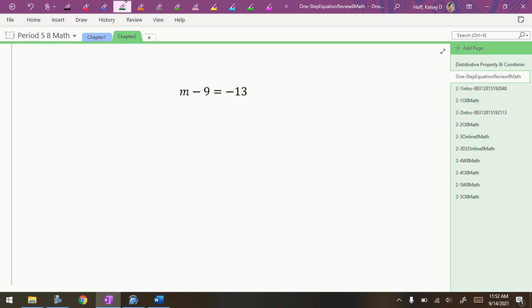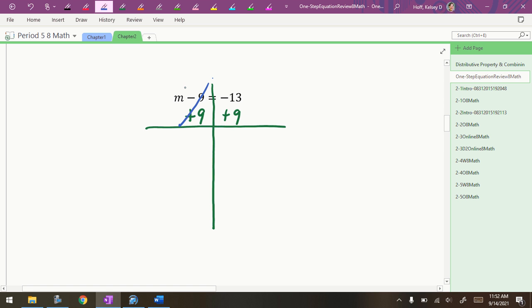Draw your line through your equal sign. If I want to get m by itself, I cover up m. What do I need to get rid of? Negative 9. To get rid of it, I add 9 to both sides. So show me that you're adding 9 to both sides.